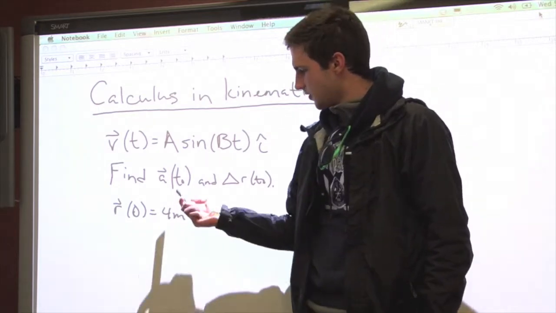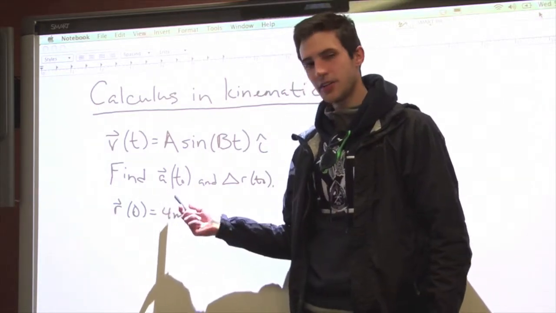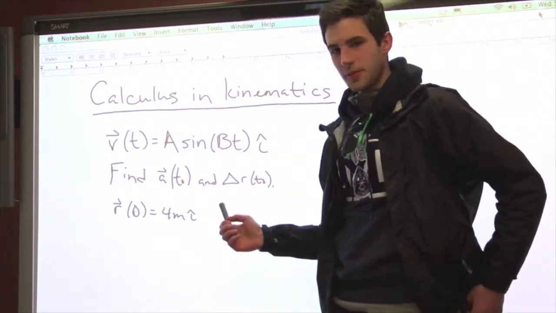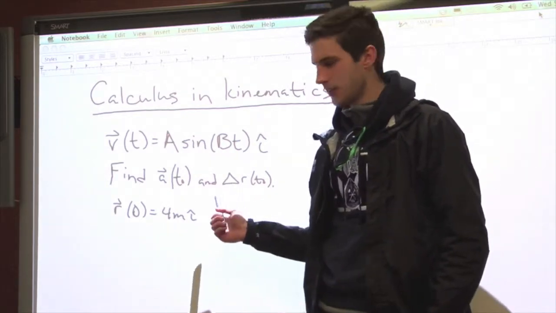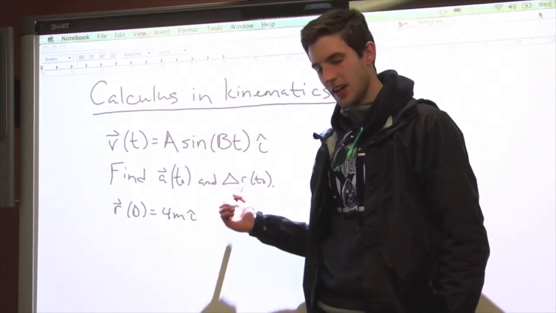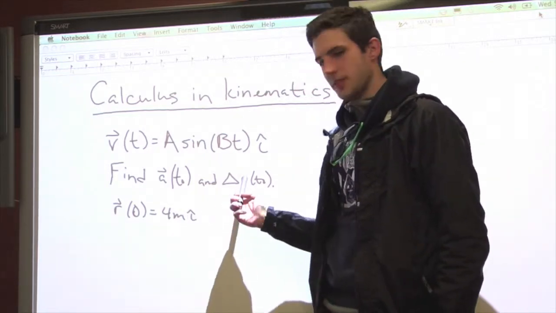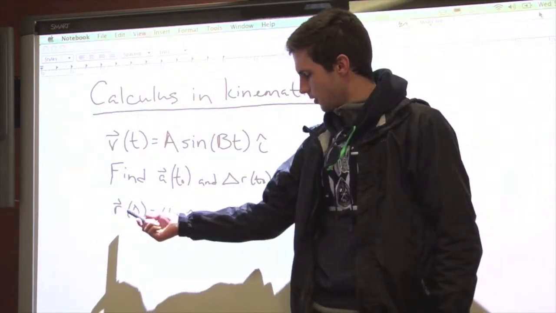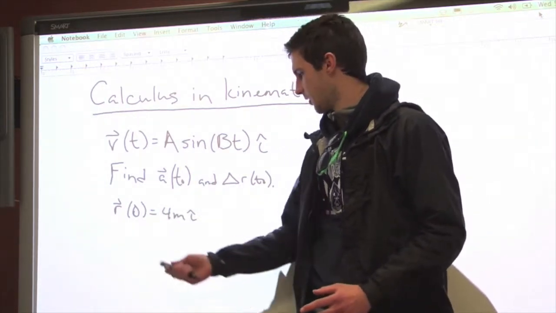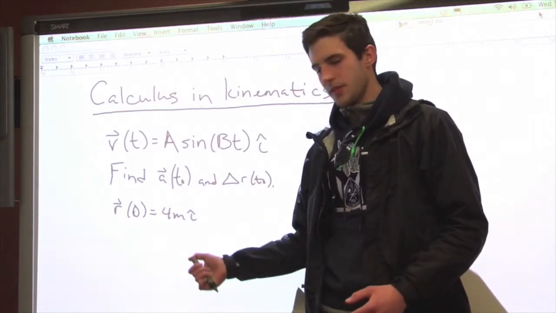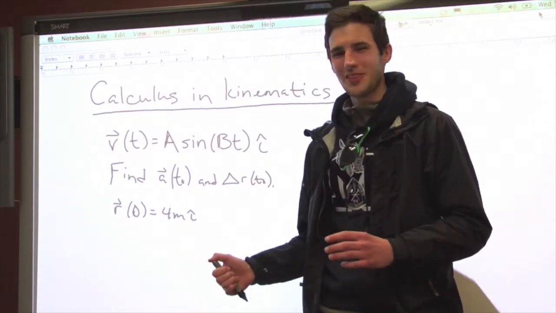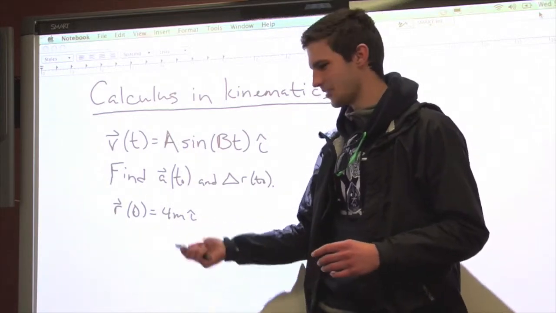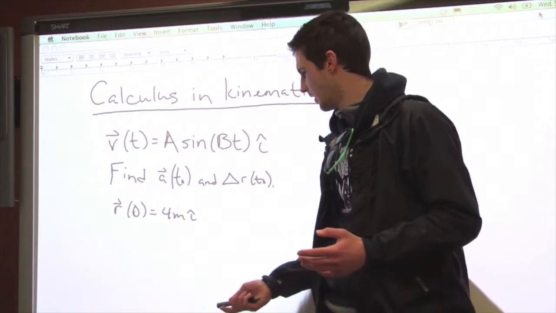And so our job is to find the acceleration vector at a time equal to t naught, and the magnitude of the displacement. So not the position, but the displacement that happens at a time of t naught. And notice this one doesn't have a vector hat because that's a scalar. And so we're told that at the initial time of 0, the position vector of this situation is equal to 4 meters in the i hat direction.